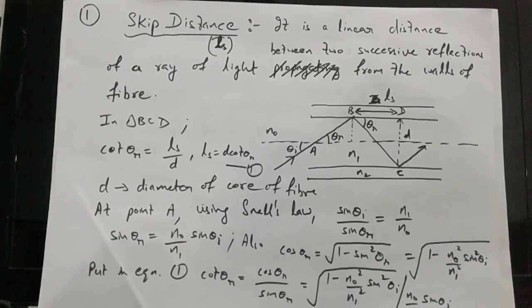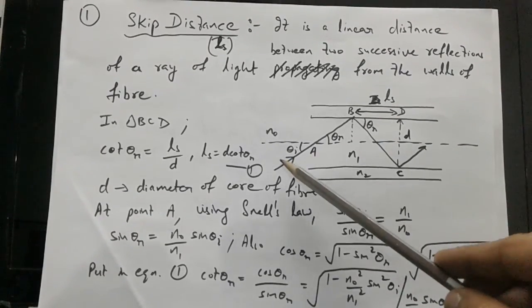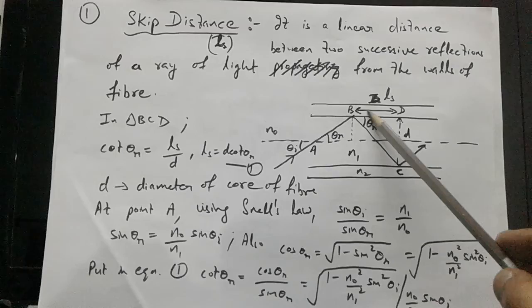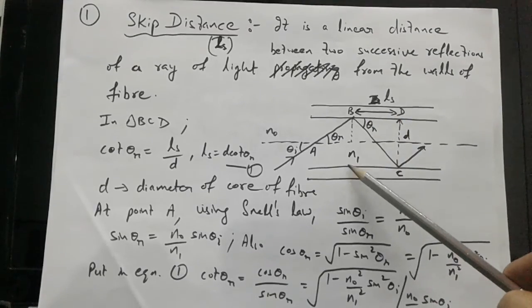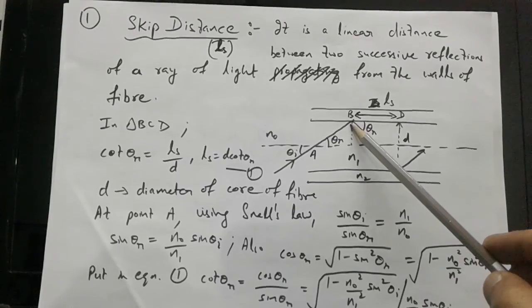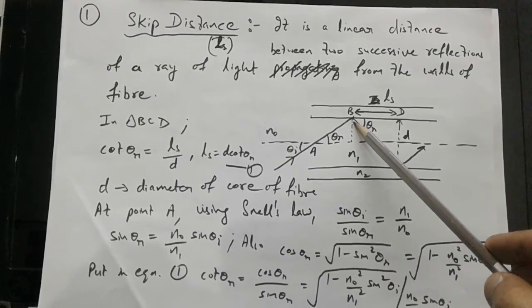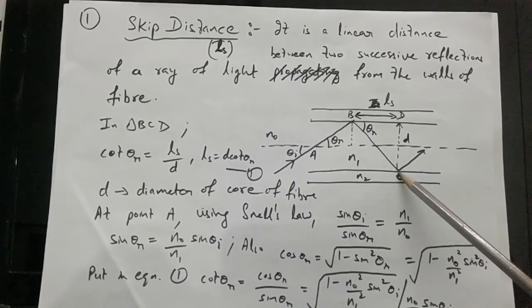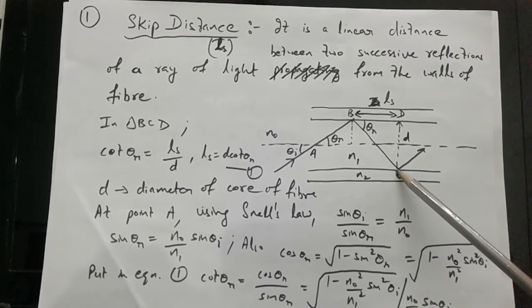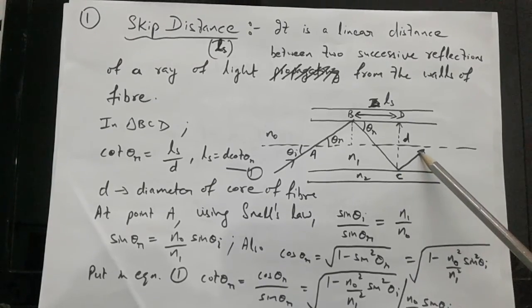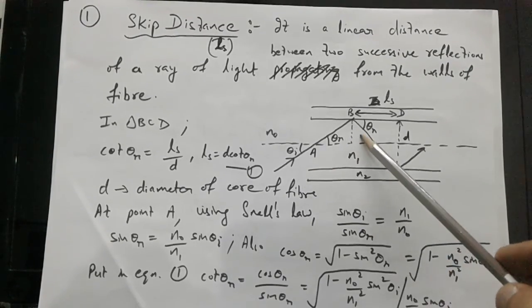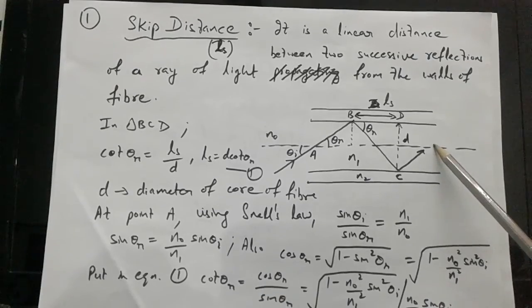You can see in this diagram that a ray of light which is incident on this optical fiber strikes at point B, and due to total internal reflection it goes to point C, and again due to total internal reflection it is reflected back, and in this way the ray of light propagates inside this optical fiber.